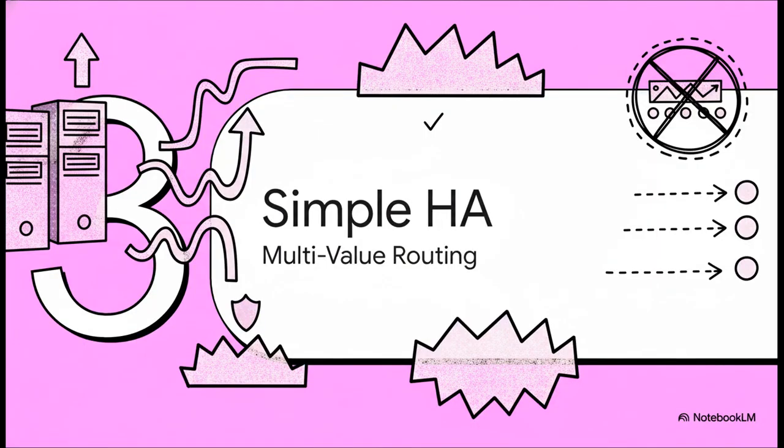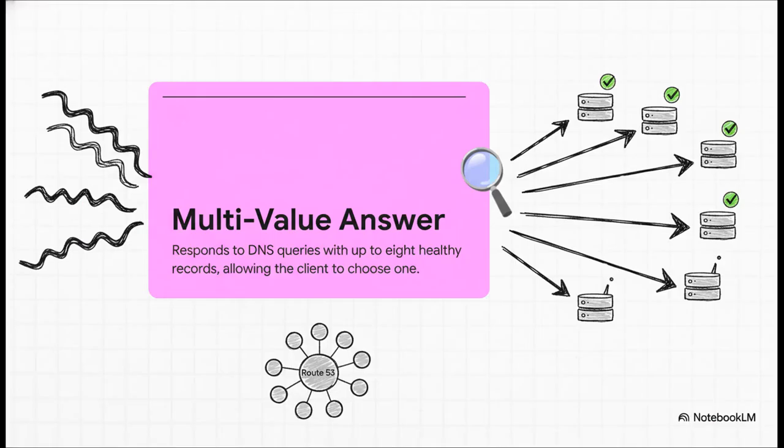All right, let's switch gears to something a bit simpler. A policy for basic high availability that doesn't need all the complexity of a full-blown load balancer. This is multi-value answer routing. You can think of it as a much smarter, modern version of old-school DNS round robin. When a DNS query comes in, Route 53 doesn't just give back one IP address. Nope, it returns a whole list of up to 8 healthy IP addresses, and then the client, the user's web browser, just picks one to connect to.